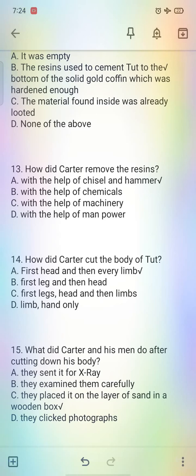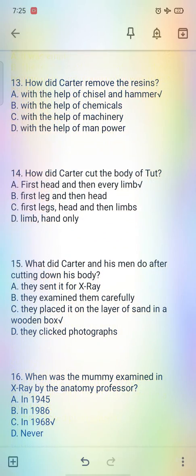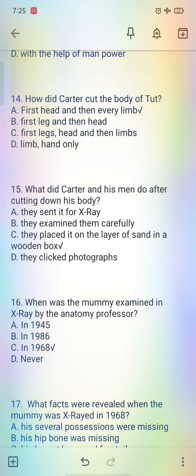14. How did Carter cut the body of Tut? First option, that is first head and then every limb; first leg and then head; first legs, head and then limbs; hand only. The first option, that is first head and then every limb, would be the correct answer. 15. What did Carter and his men do after cutting down his body?